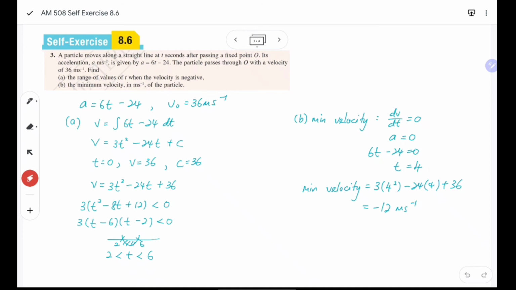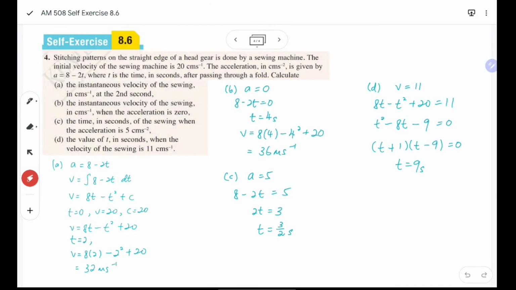But what is the velocity? We need to substitute t equals 4 into the function of v. So the minimum velocity happens to be 3 times 4 squared minus 24 times 4 plus 36. So we get negative 12 meters per second.